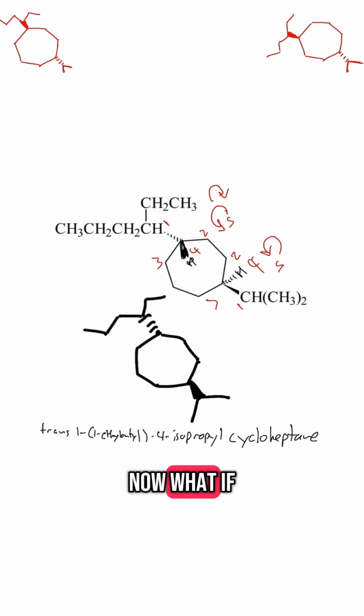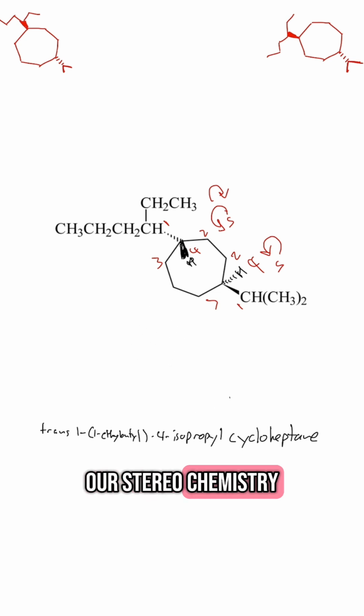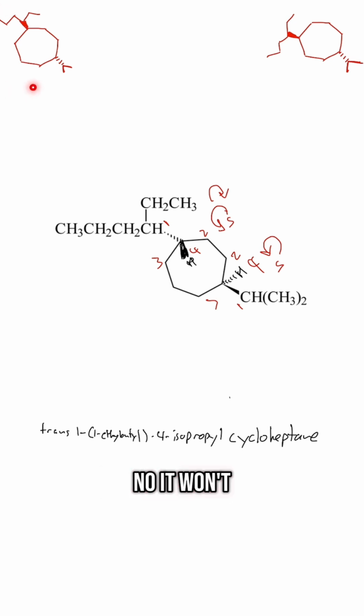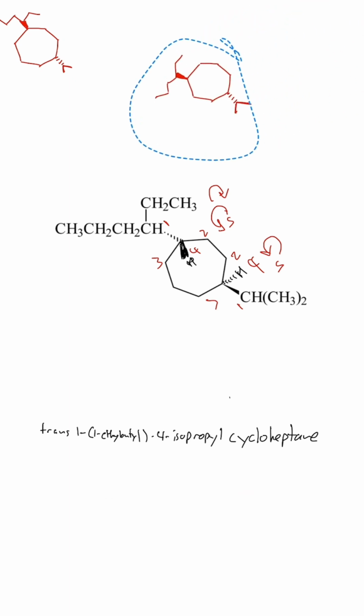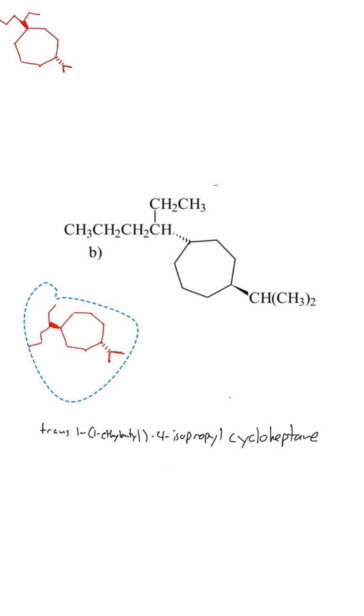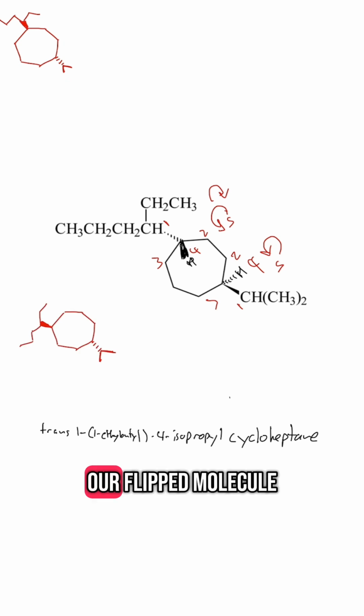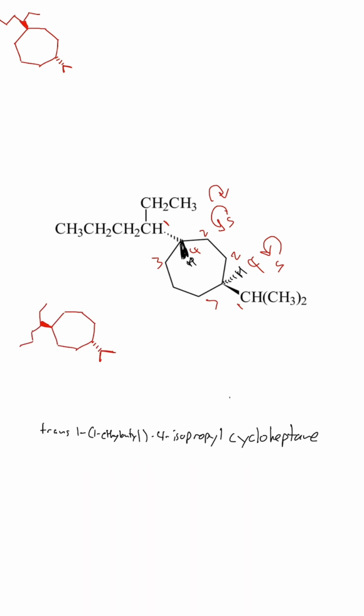Now, what if we wanted to flip it? Here, I'm going to erase this. What if we wanted to flip it? Would that affect our stereochemistry, our chirality? Well, no, it won't. Let's see, what would that look like if we flipped that? Here is our flipped molecule.